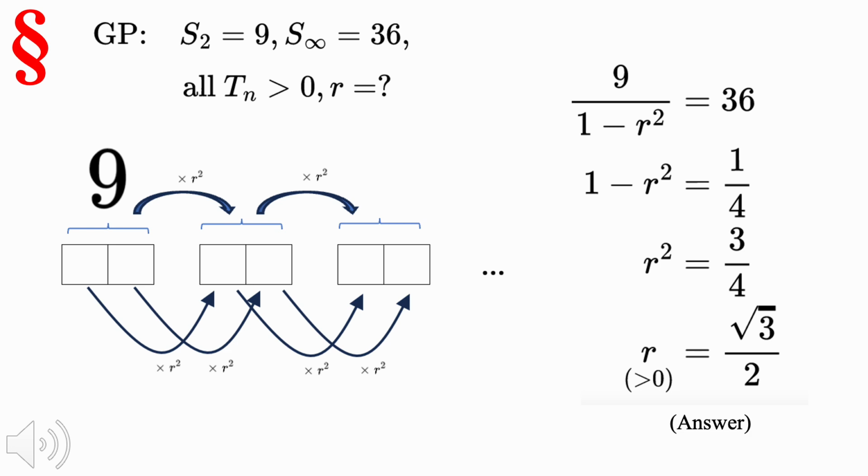This is much neater than the standard method shown earlier since we are only solving one equation instead of two. Also, we avoid introducing a new variable, a, for the first term of the GP, which we don't really need. And more importantly, we avoid being sidetracked into the long method, trying to find a first before finding r.